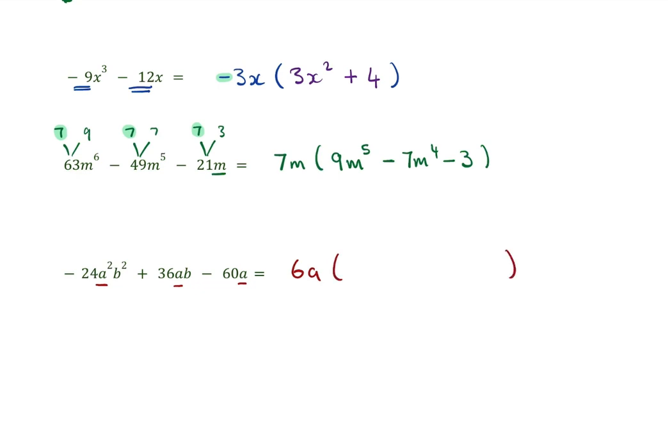What would be left from each term? Well, in the first term, 6 times negative 4 will give me 24. I have taken out an a, so I need another a to make a squared, and I would need b squared to complete that term. Then in the next term, I would need to multiply 6 by 6 to make 36. I already have an a, and I would multiply it by b to make the final term there. And then lastly, I'd have to multiply 6 by negative 10, and I already have taken out an a, and that would be fully factored.